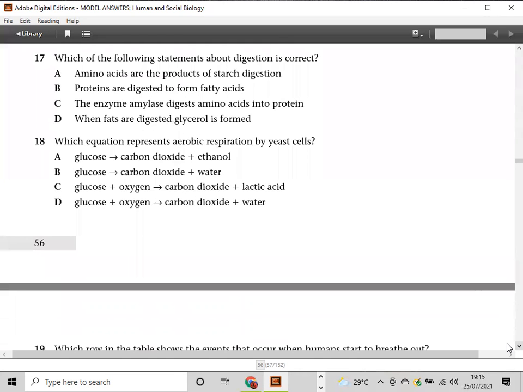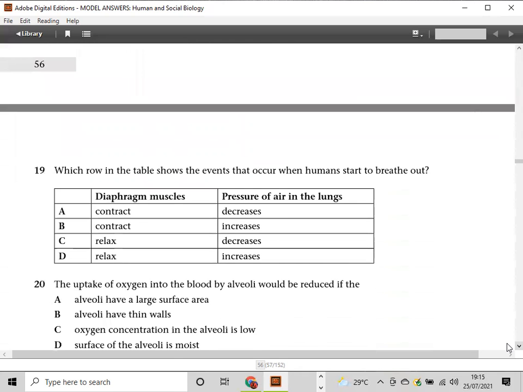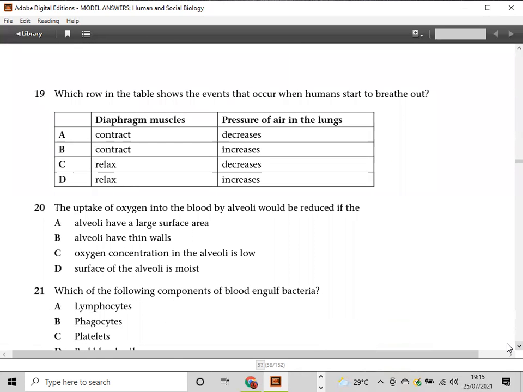Alright, so 18 should be the answer for 18 also. 19. Imagine say this is your exam. What would you do? How much would you get?